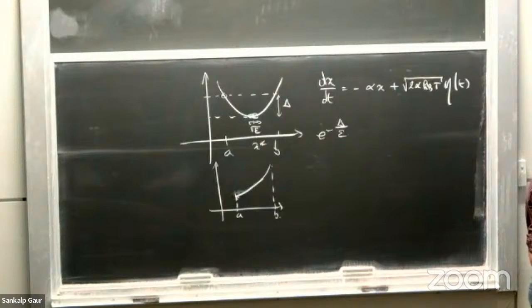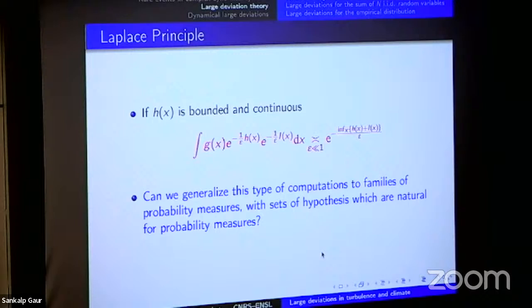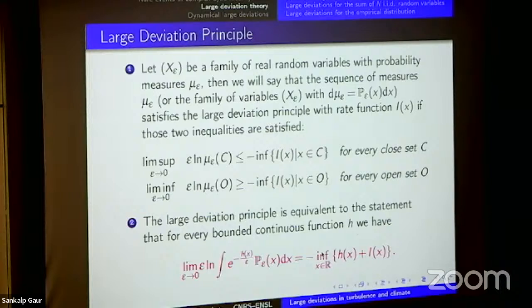And so then there is something called the Laplace principle in probability theory, in large deviation theory, which is basically: you have this kind of integral over some very complex space of g of x multiplied by exponential of minus 1 over epsilon h of x, exponential of minus 1 over epsilon I of x, where I will be a rate function. It will always be given by the exponential of minus the infimum over this of the function divided by epsilon.